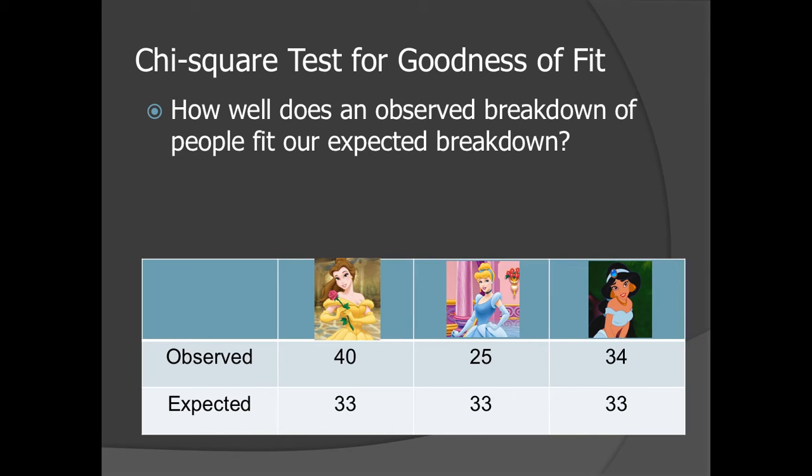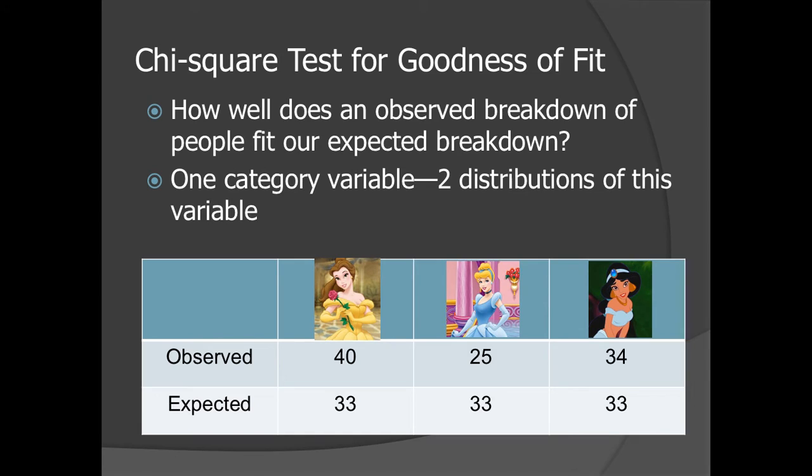So there are 99 people in that sample. So if there was an equal distribution, if people were equally likely to pick each of the three, then you would expect 33 people to pick Belle, 33 people to pick Cinderella, and 33 people to pick Jasmine. We have one category variable with two distributions of this variable.